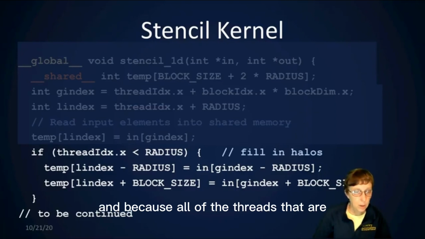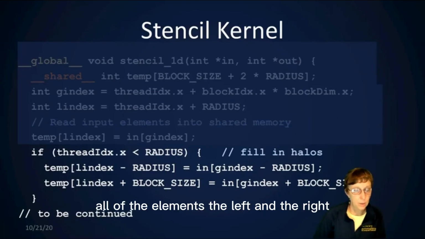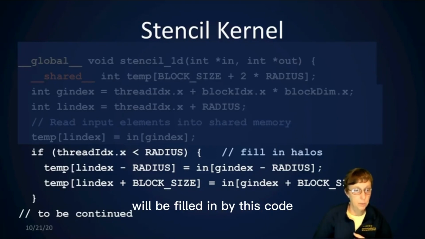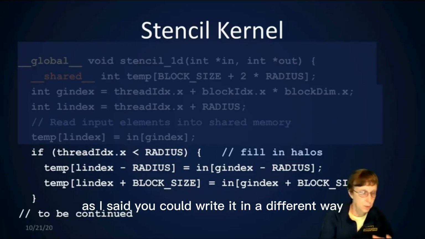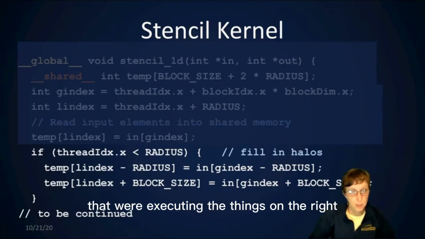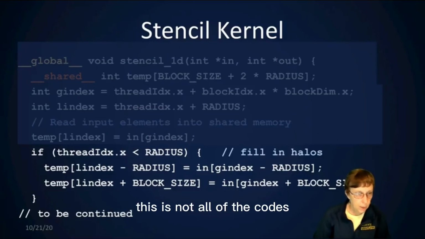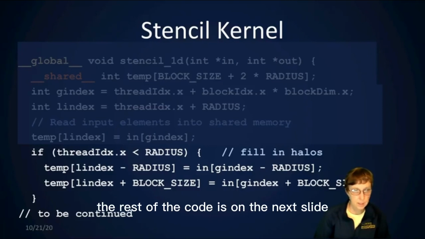And because all of the threads that are less than the radius are executing this, all of the elements to the left and the right will be filled in by this code. As I said, you could write it in a different way where you had, say, other threads executing the things on the right than the left, but this is maybe one of the simpler ways to write it. This is not all of the code. So the rest of the code is on the next slide.